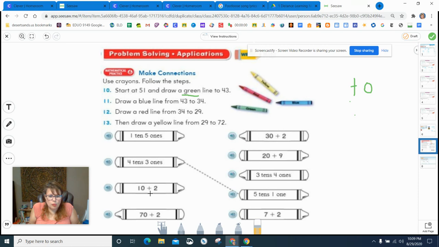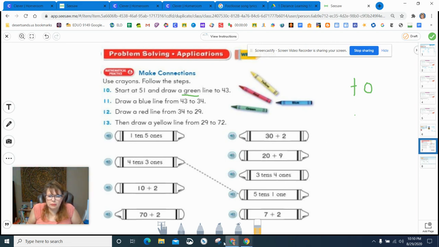This is 10 plus 2. 10, 11, 12. Is 12 51? No. Now we have 70 plus 2. 70, 71, 72. No, that's not 51. So I go to the next row. 30 plus 2. 30, 31, 32. That's not 51. Then I go to the next one. 20 plus 9. 20, 21, 22, 23, 24, 25, 26, 27, 28, 29. That's not 51. So I go to 3 tens and 4 ones.